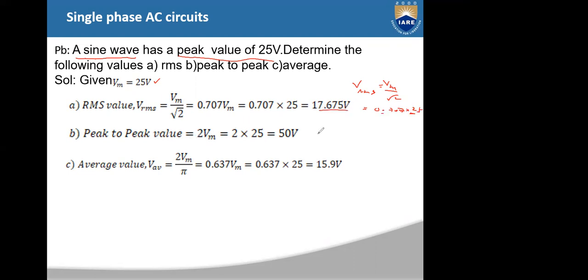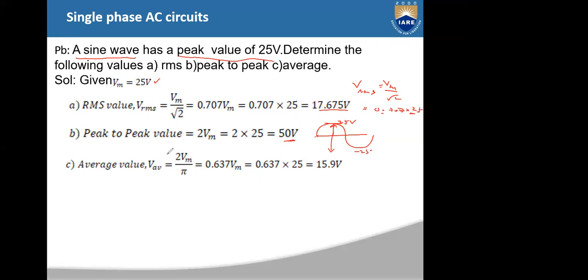And the peak to peak value. One peak is given as 25 volt. What will be the value of peak to peak? Peak to peak means from here to again here. Here what you will get? Minus 25. So peak to peak we will get 50 volt.